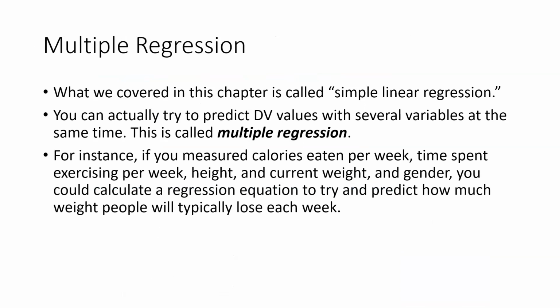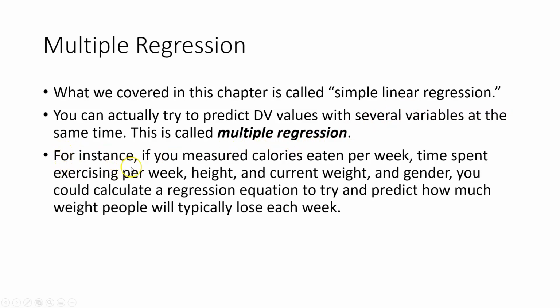Now, what we've covered in this module is called simple linear regression. You can actually try to predict dependent variable values with multiple independent variables at the same time. If you do that, it's called multiple regression. So what we've done is simple regression. Multiple regression is when you use lots of independent variables to try to predict one DV.